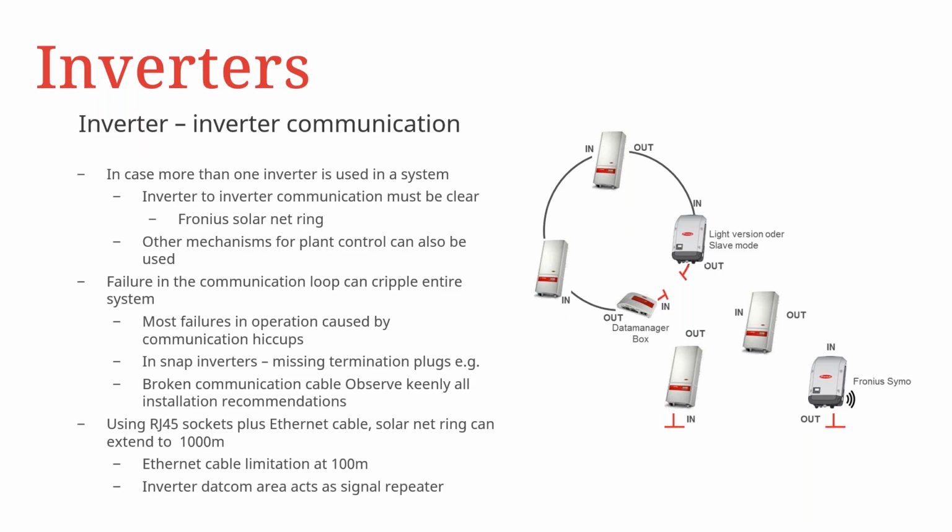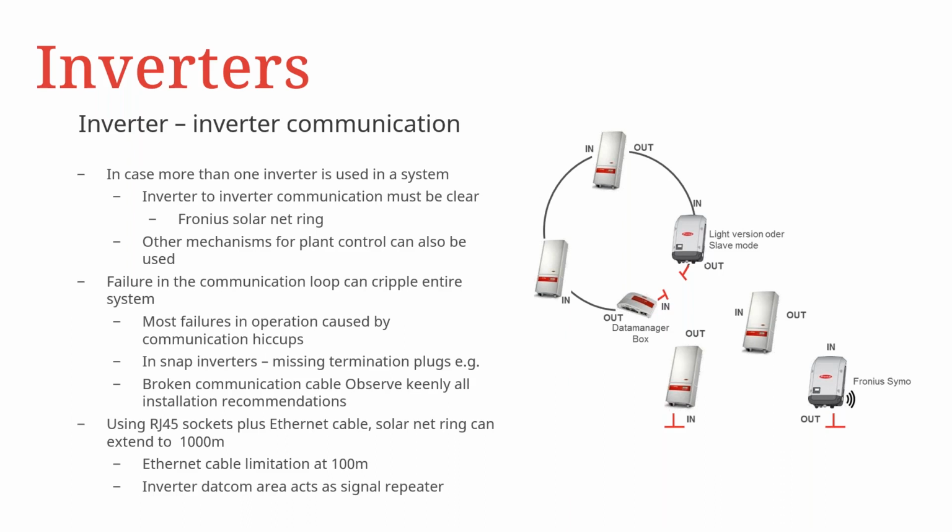Most failures in operation are caused by communication hiccups. So if there is a cable that is accidentally cut, for example, in the Snap inverter series, always important are the missing termination plugs. So the RJ45 connection end of line plugs. If they are missing, the loop will not be closed, and that would cause a failure in the loop and again cripple the entire system.